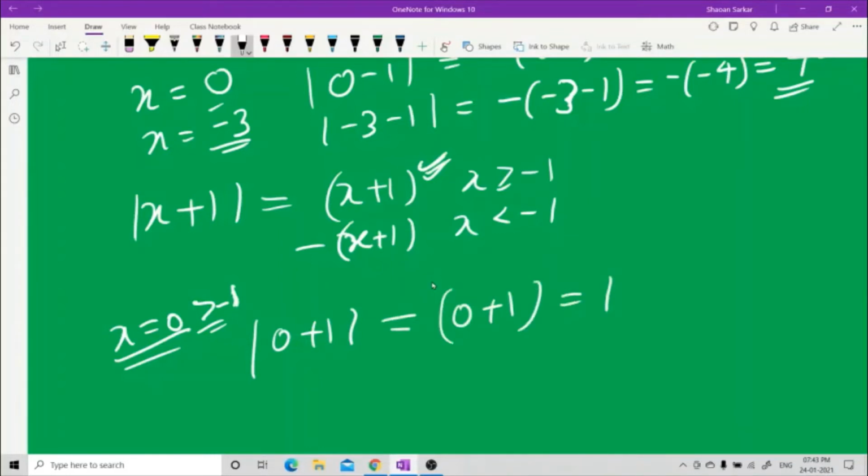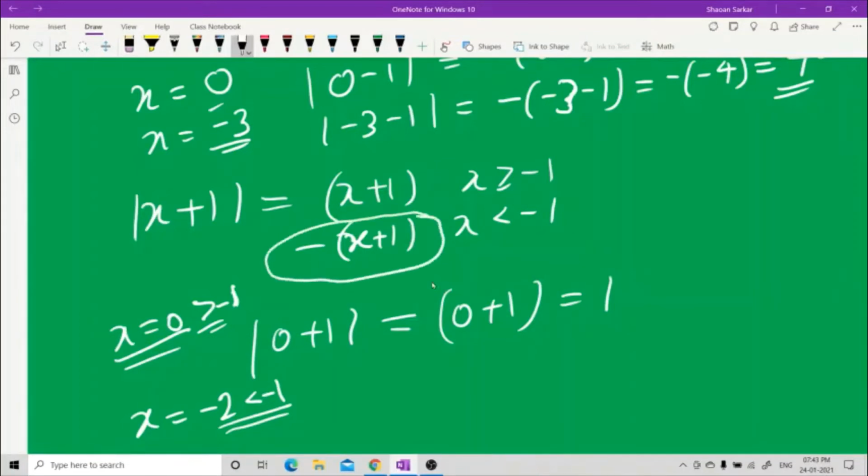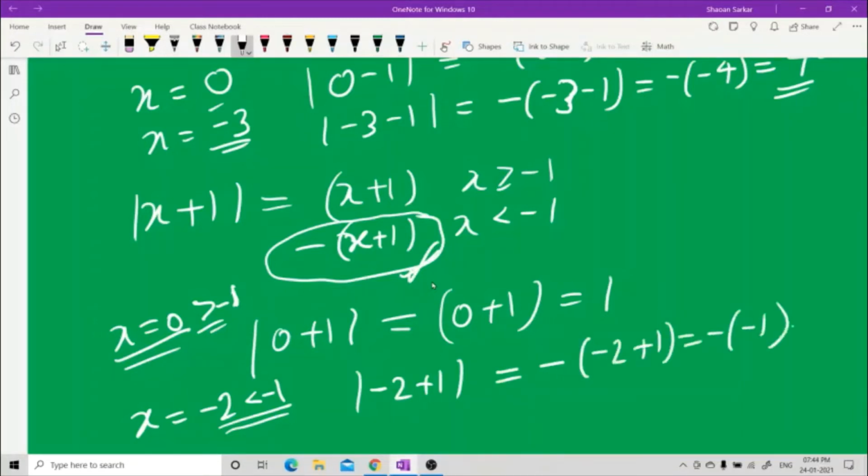Done. अब मैं लेता हूं x equal to minus 2. minus 2 minus 1 से छोटा होता है. Minus 2 is less than minus 1. So I will select this function. मैं फिर ये वाला function select करूंगा. So what I'll get? Mod of minus 2 plus 1 is equal to minus of minus 2 plus 1, and this will be minus minus 1, and I'll get plus 1.